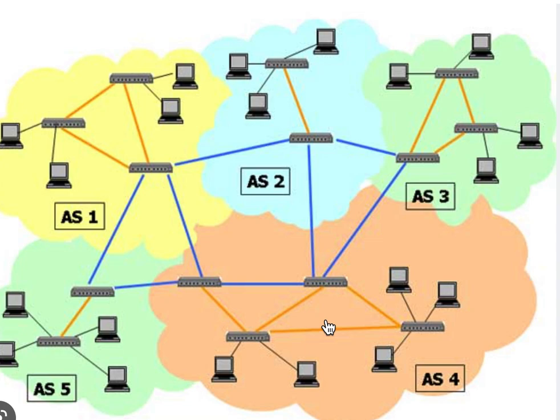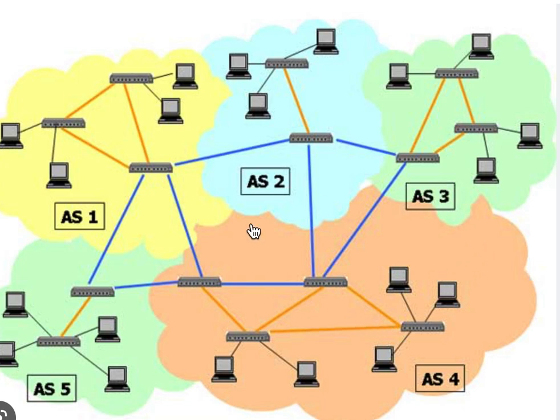So basically, if any area wants to reach any other area, then they can do so via the backbone area. So backbone area is the central area basically. This area again can have multiple different routers in it. Each of those routers are called backbone routers.